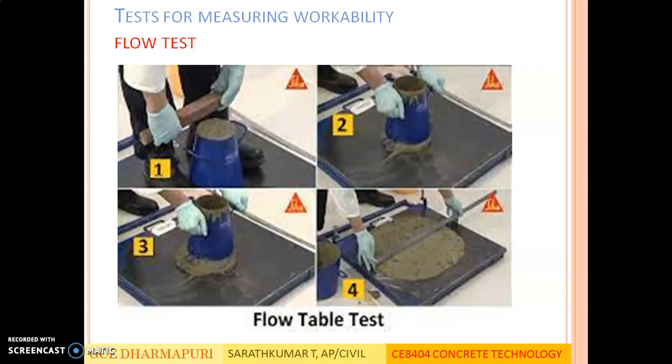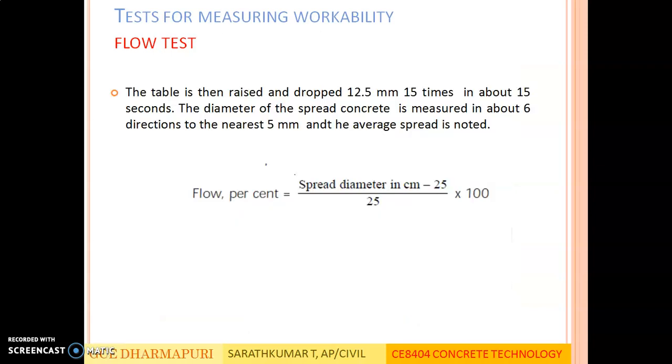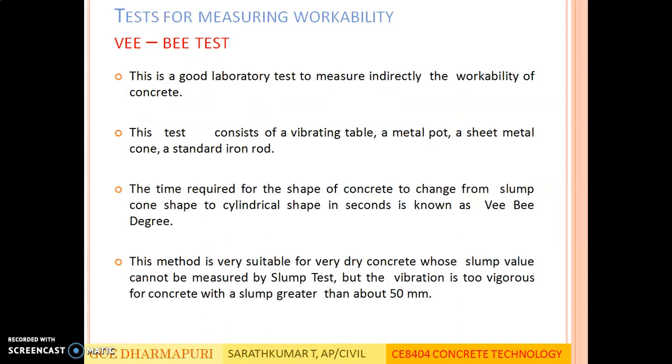widespread concrete. So the table is then raised and dropped 12.5 mm 15 times in about 15 seconds. The diameter of the spread concrete is measured in about 6 directions to the nearest 5 mm, and the average spread is noted. So flow percent is spread diameter in centimeter minus 25, divided by 25, into 100. The diameter of the mold we are using is 25 mm. Finally, the spread diameter is calculated in 6 directions, from which the flow percent can be calculated.